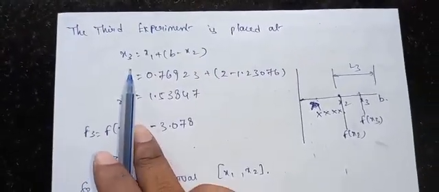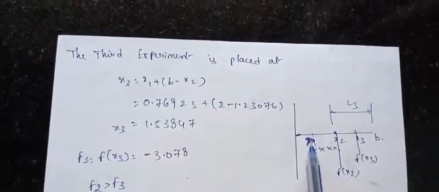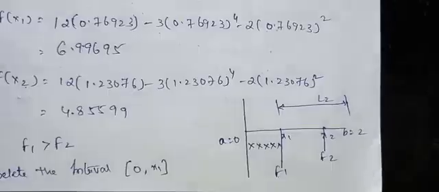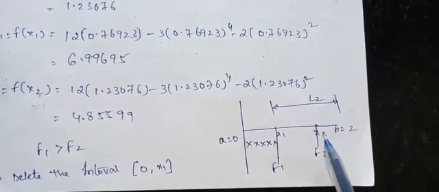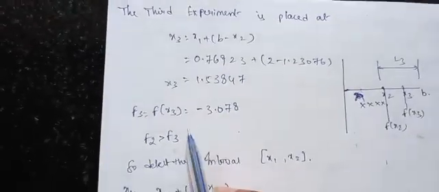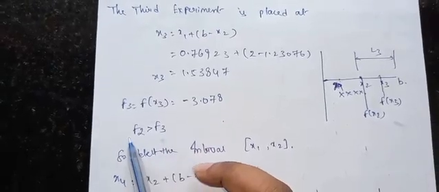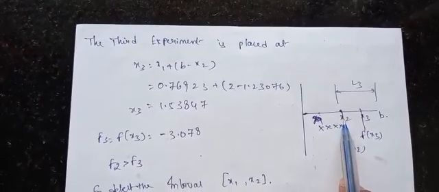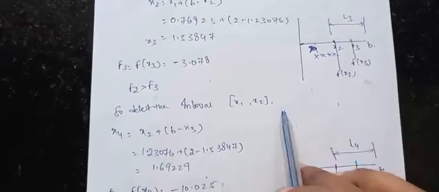Next, calculate x3. x3 can be calculated by a simple formula. Here the initial value is x1, so x3 = x1 + b - x2. Calculate the x3 value and substitute x3 in the given function, then compare f2 and f3. Here f2 is the greater value, so delete the interval. So x2 is here, and we remove the interval between x1 and x2.